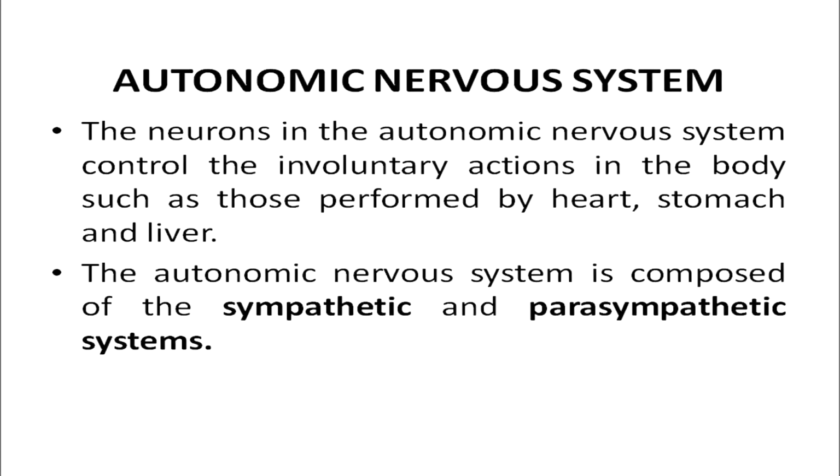Now let's know about another part of the peripheral nervous system, which is known as the autonomic nervous system. The neurons in the autonomic nervous system control the involuntary actions in the body, such as those performed by your heart, your stomach and liver. The autonomic nervous system is composed further of two subsystems. The first is known as the sympathetic system and the other is known as the parasympathetic system.